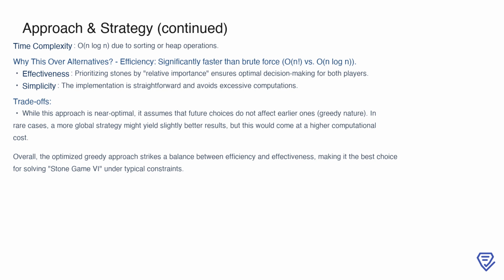However, it's worth noting that the greedy approach assumes that each choice is made independently of future decisions, meaning it does not account for long-term dependencies between moves. While a more global strategy might offer slight improvements in rare cases, it would come at the cost of increased computational complexity. Overall, the optimized greedy approach strikes a balance between efficiency and strategic effectiveness, making it a highly suitable solution for Stone Game 6 under typical constraints.